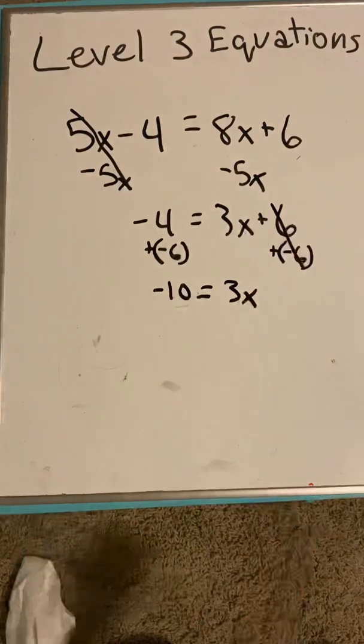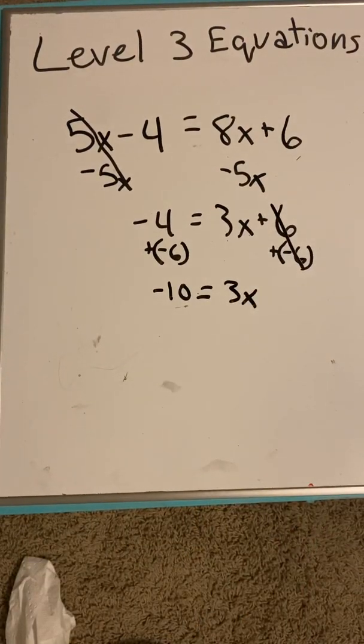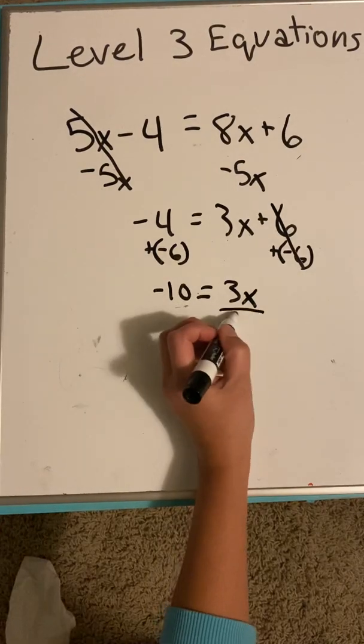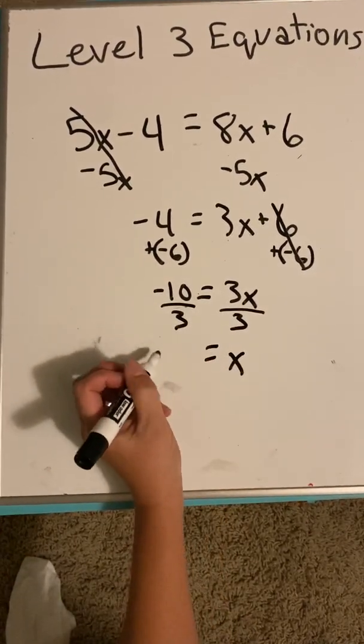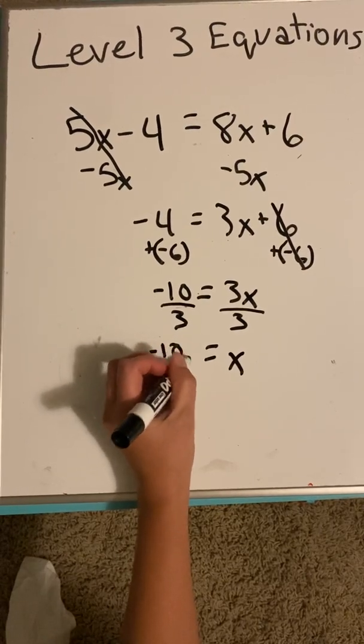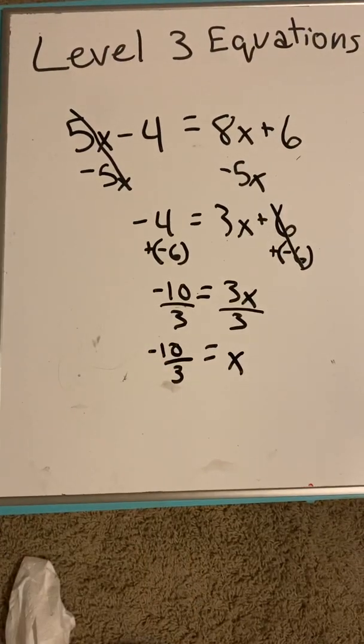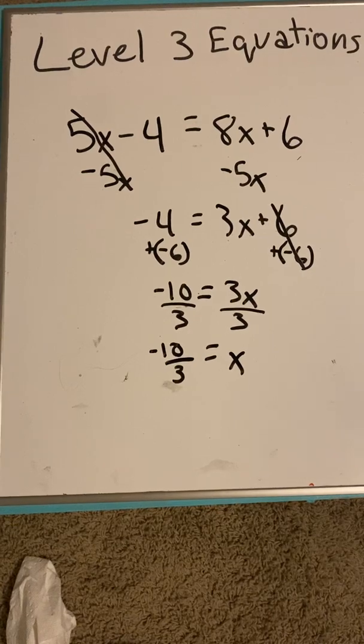And then those 6's add out. A number next to a variable means we're multiplying. To undo multiplication, we divide by 3. X is going to equal either negative 10/3 or it could be negative 3 1/3.